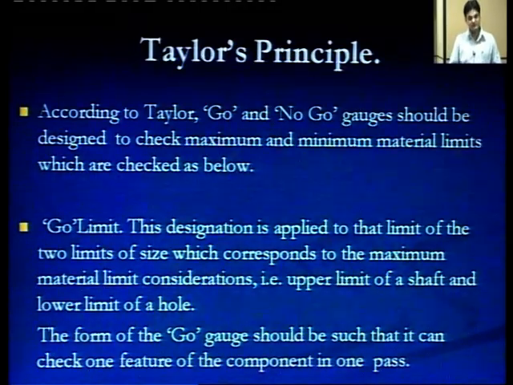Now, what is Taylor's principle? According to Taylor, go and no go gauges should be designed to check the maximum and minimum material limits, which are checked as below. It means that with the help of go and no go gauges, we can check the high limit and lower limit of the workpiece. And the difference between the high and lower limit is the work tolerance. I have already told you.